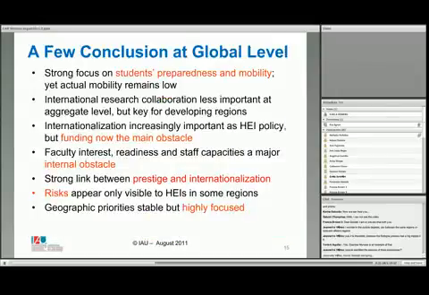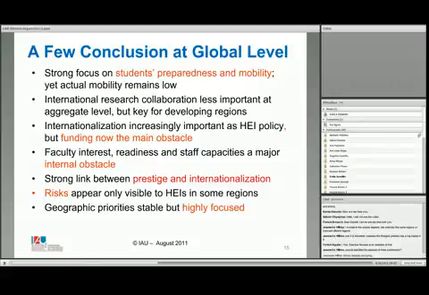So, what can we say, having just looked at these few conclusions or results? What can we say in conclusion? I would say, and I think it's quite clear, that these results show the extent to which there is a focus on students and preparing students for an internationalized or globalized world. And we could not show you in these results, but in our report, the notion that mobility was highly important was clear. And yet, despite all the efforts that are being made, actual mobility remains very low.